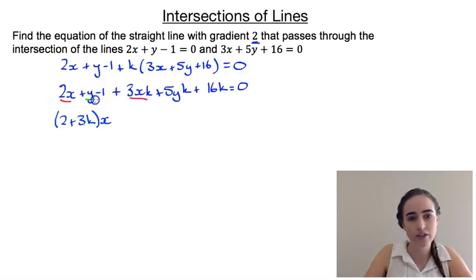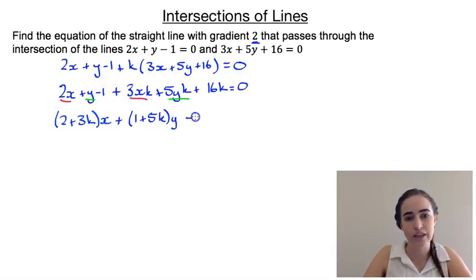Then we've got our y terms, so we've got a y here and a 5yk. So we're going to have plus 1 plus 5k, y. And then we've just got our constant terms on the end, so we've still got our minus 1 plus 16k. All right, so we've factorized it out with collect like terms. Now we need to get this whole y term on one side of the equal sign.